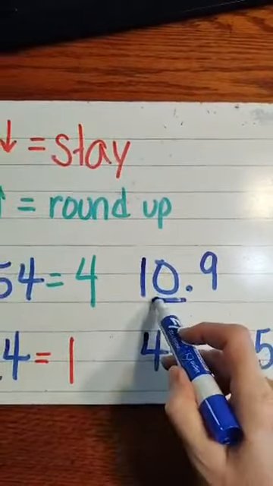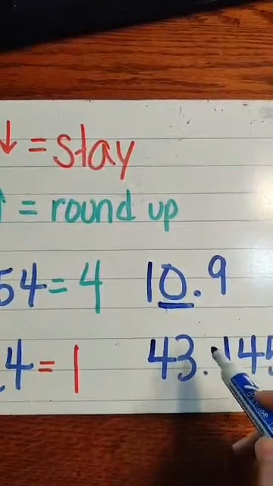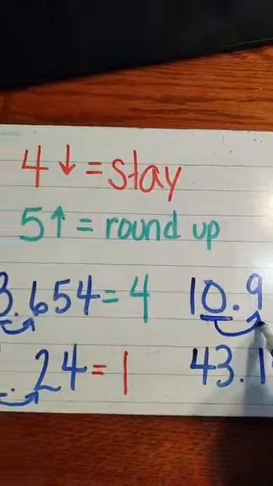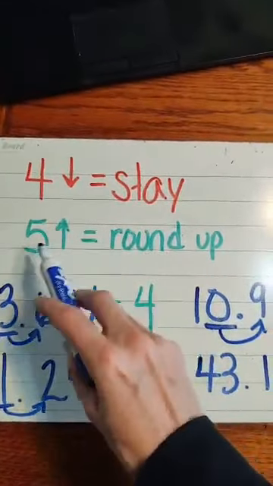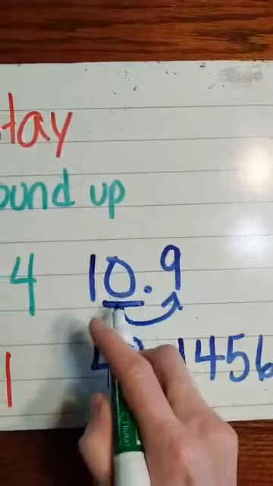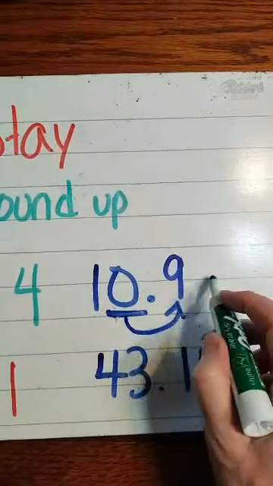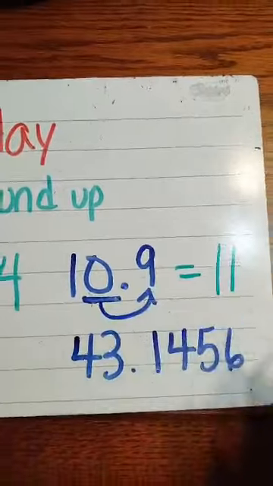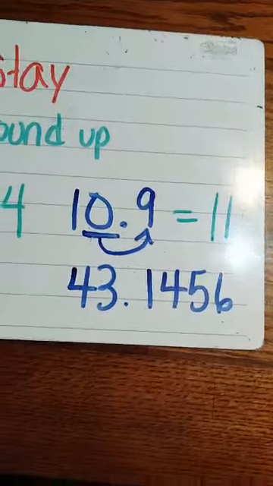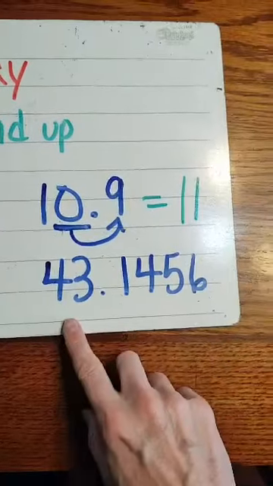Okay, the nearest whole number, the nearest ones. And then my arrow goes to my 9. I say to myself, is that 4 or less or 5 or more? You got it, it's 5 or more, so I give this 1 more. It becomes 11. So 10 and 9 tenths is rounded to the nearest whole number of 11.